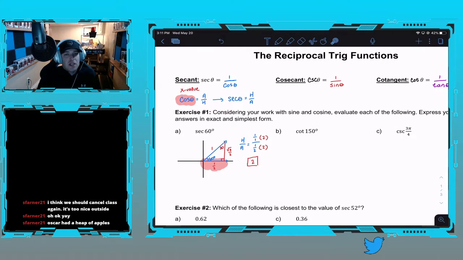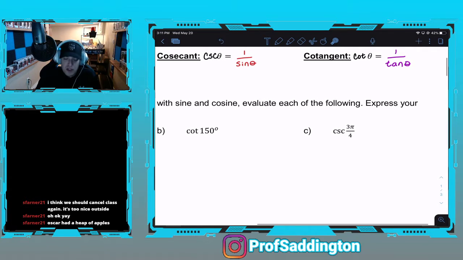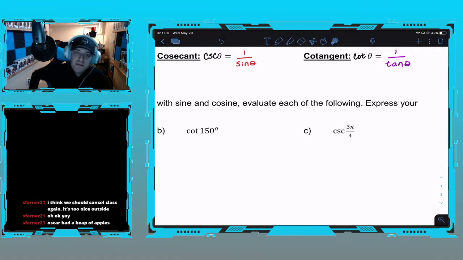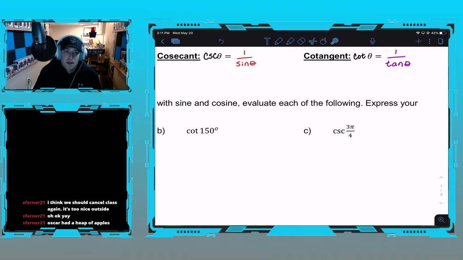So I'm actually going to jump to C first, and then I'm going to come back and do B. Because C is cosecant, and that was the second one that I did at the top of the page. So I'm going to come over here to C. Now the only difference between A and C is actually in radian mode. And when we go to graph things, it's preferred that we do it in degrees.